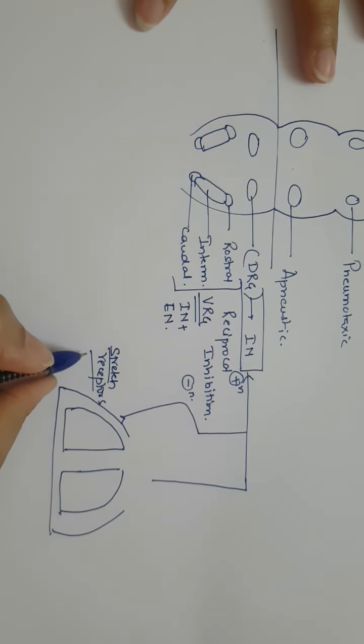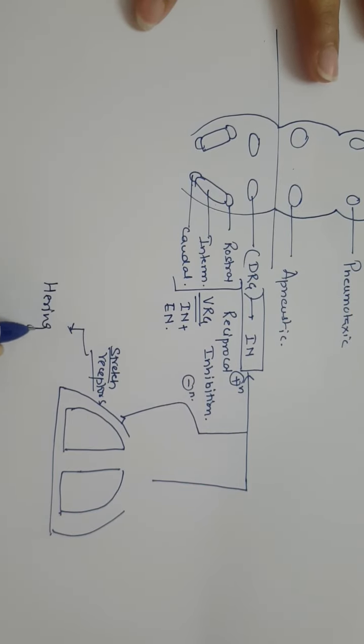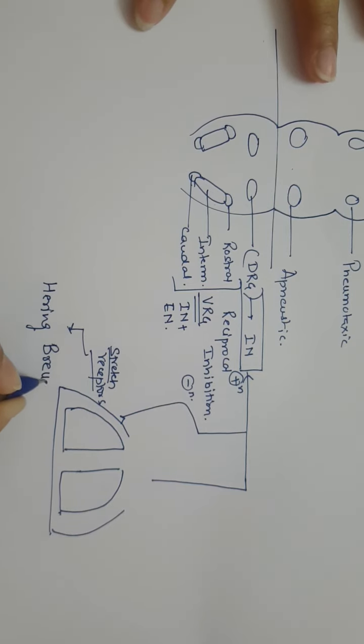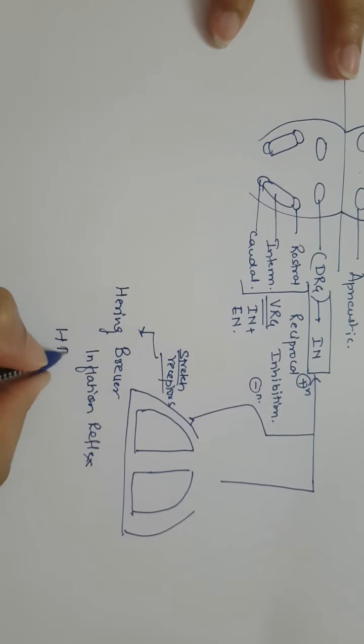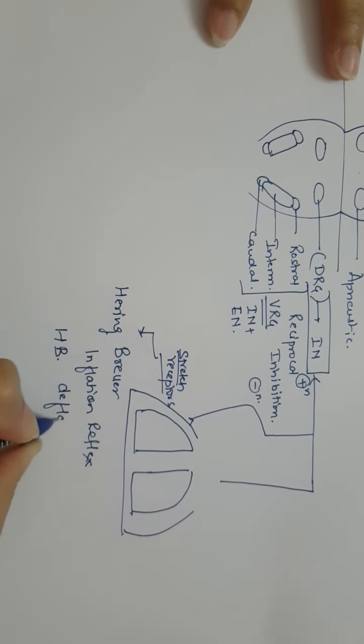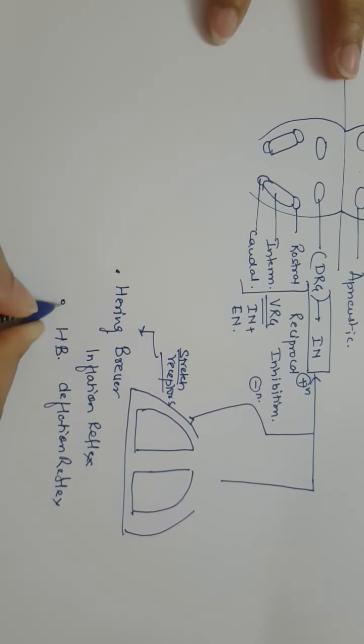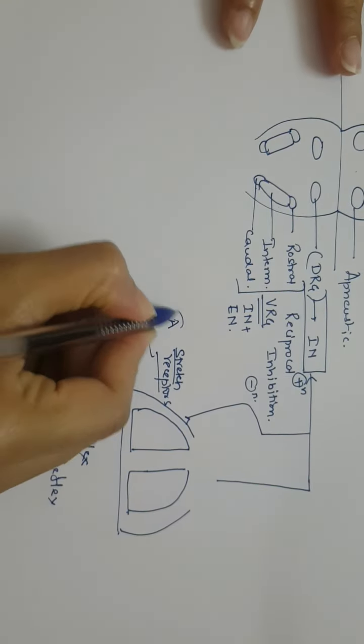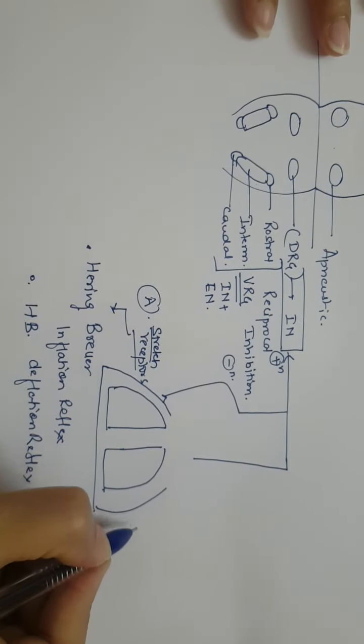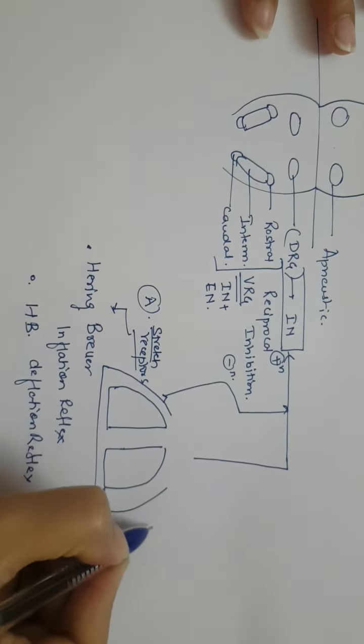Now these stretch receptors are responsible for a reflex called the Herring-Breuer inflation reflex and the Herring-Breuer deflation reflex. Okay, how they are regulating, we will see that. So first is by a stretch receptor. So they are getting afferents from stretch receptor.